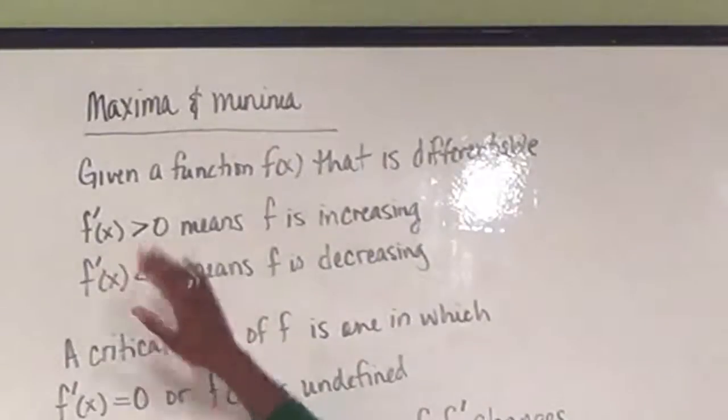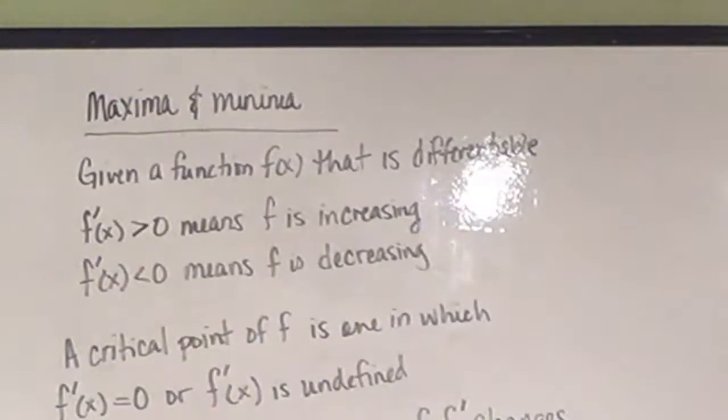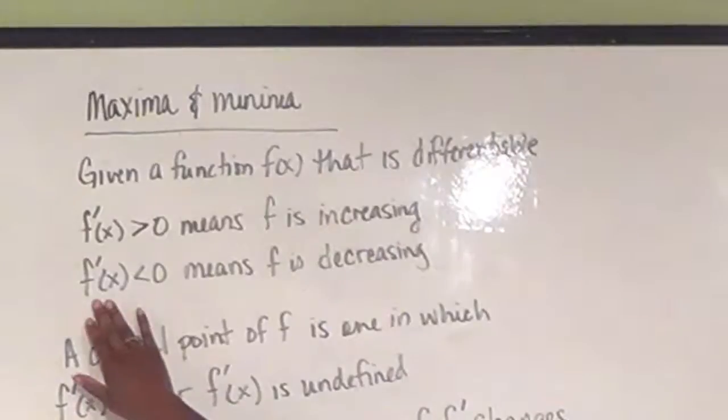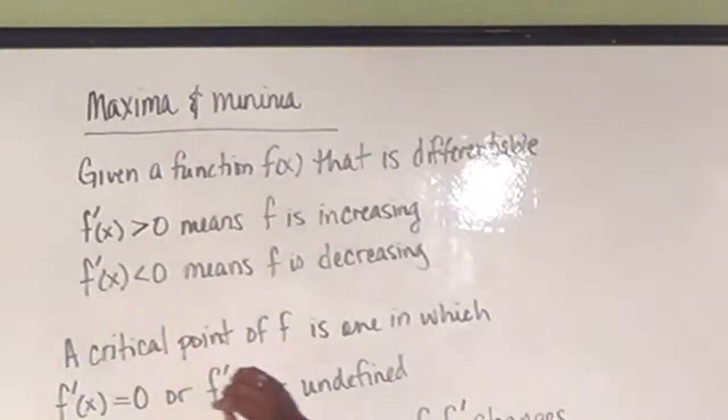So f prime being greater than 0 means that f is increasing. So if I can find the derivative at a particular value, and that value comes out to be positive, then I know the function is increasing at that point. Likewise, if f prime is less than 0, this means that our function is decreasing.